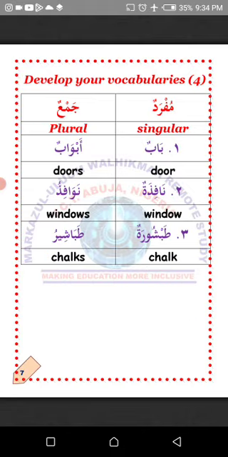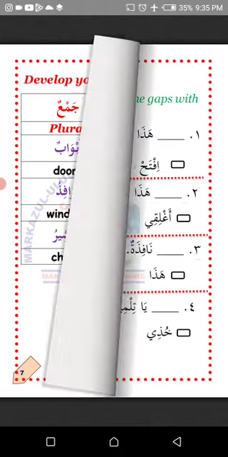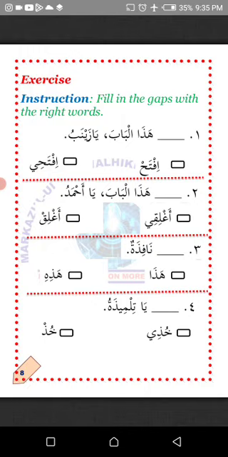So then we talk about mufrad, singular, and jamu, plural. Babun, doors: abwab. Nafidha, window: nawafidh, windows. Tabshura, chalk: tabashir, chalks. لعلك فهمت? I hope you understand. MashaAllah. Now the revision exercise.